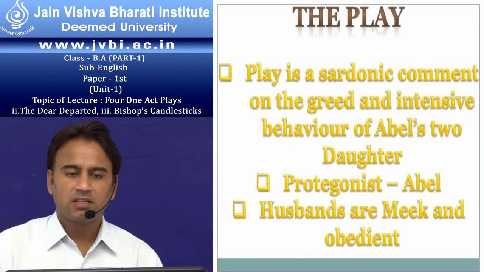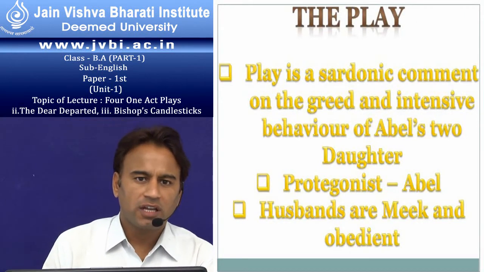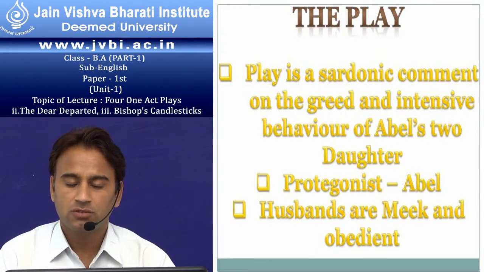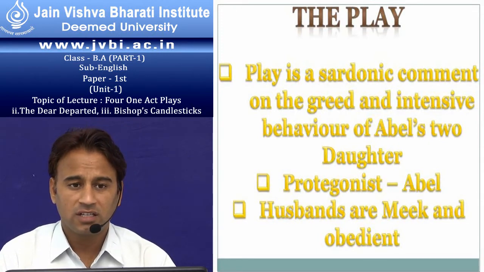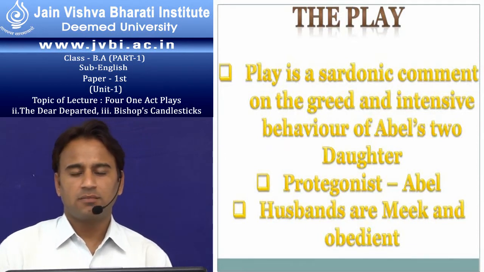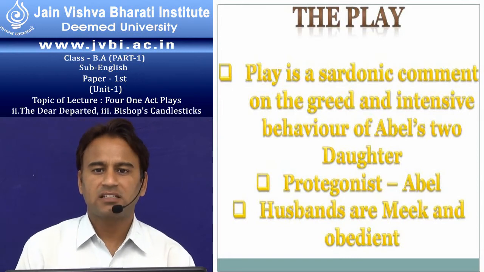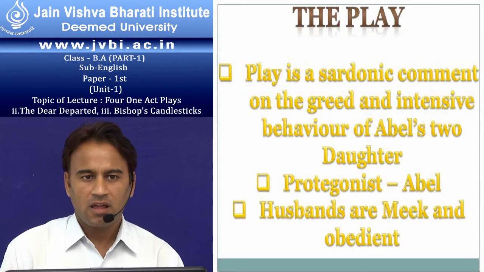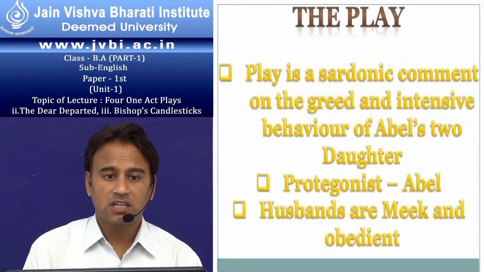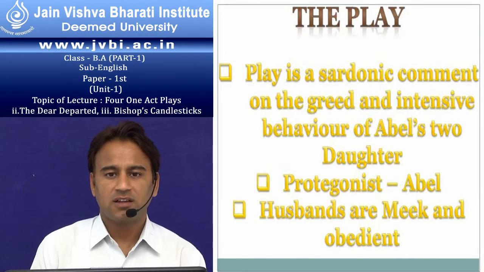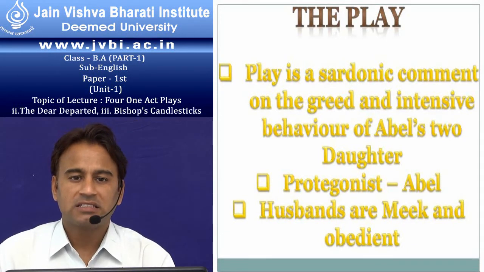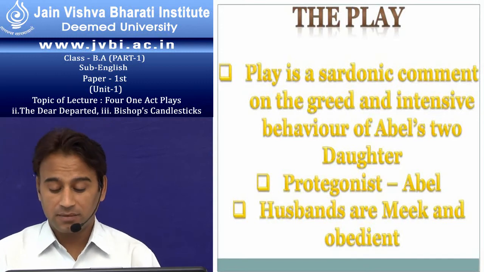The play is a sardonic comment on the greed and insensitive behavior of Abel's two daughters. These two daughters are very greedy, and the protagonist of this play is Abel. Protagonist means the main leading character of this play is Abel Merryweather. The husbands of the two sisters are meek and obedient. They are very obedient to their wives. They do the work as their wives tell them.